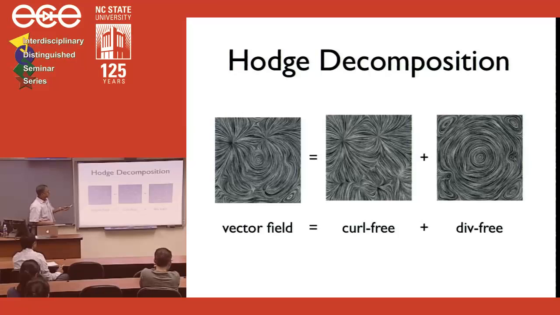But this is from an old paper of ours, just to illustrate. Hodge decomposition is an old idea in engineering that any vector field on a square, let's say on a compact closed domain, if there are no holes, simply connected, can be decomposed into a curl free part and a divergence free part. So this is the vector field visualized using some technique. This is the curl free part, and that's the divergence free part.